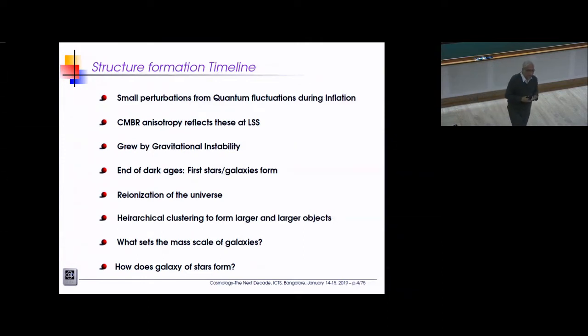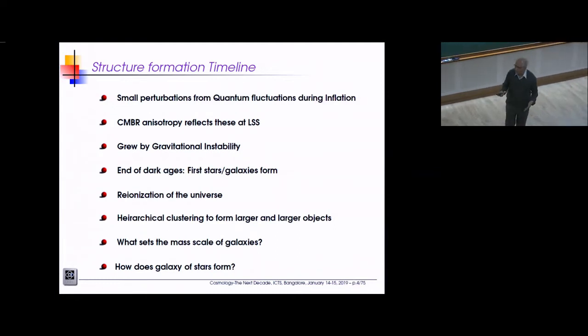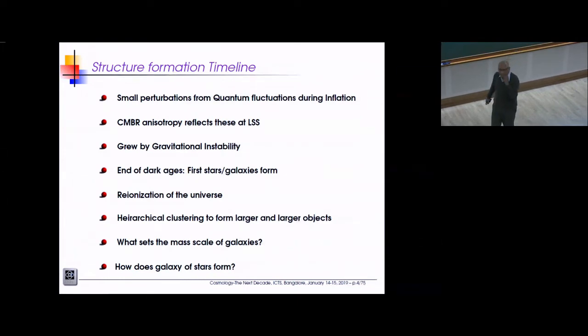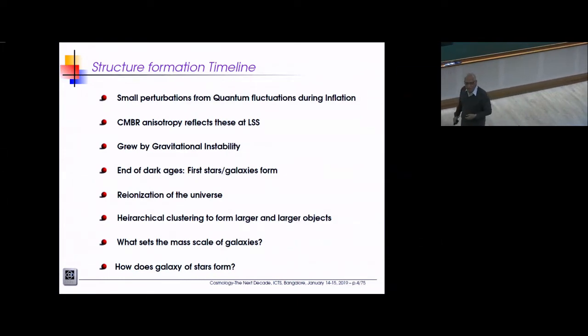Whereas a significant fraction of the galaxy gas has turned into stars. So what sets this mass scale, and how does this galaxy of stars form in this whole timeline that we are thinking about?